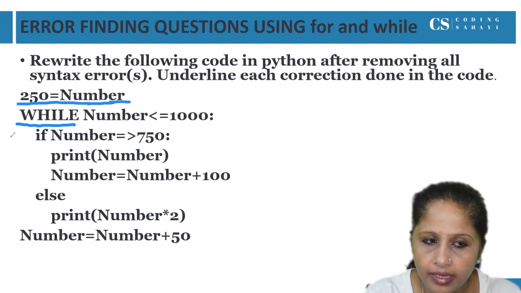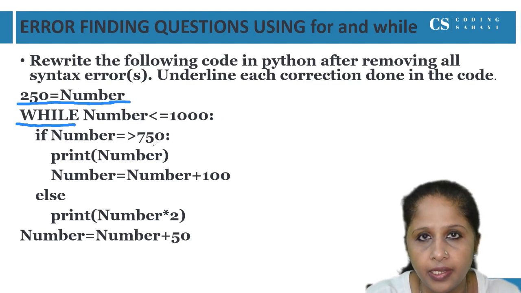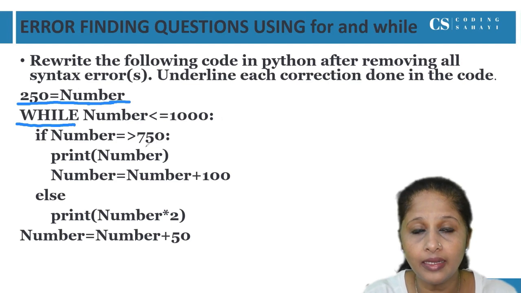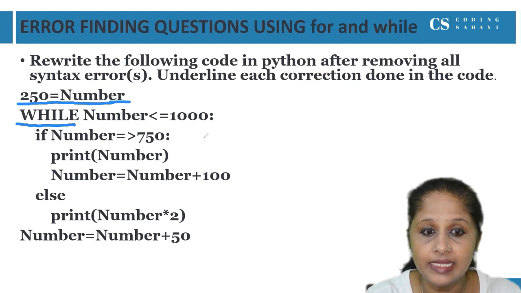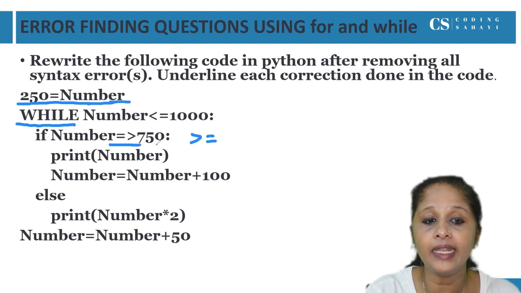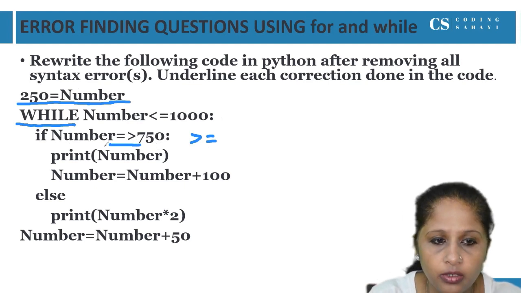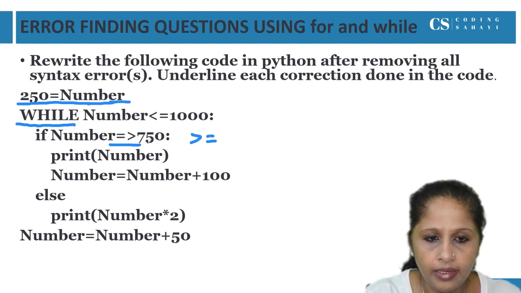After that in the next line indentation is proper, then if number equal to greater than 750. Is there any problem in this line? Yes, that is number equal to greater than. It is actually greater than or equal to, isn't it? So here this is the problem, that is number greater than or equal to you have to write. So instead of that it is written equal to greater than. Then colon, then coming to the next line, here also indentation is proper, then print number.